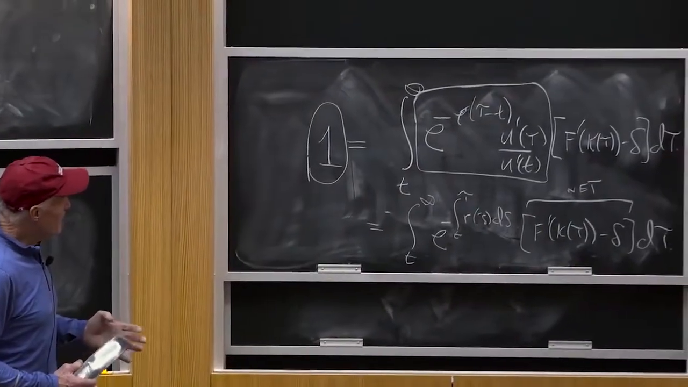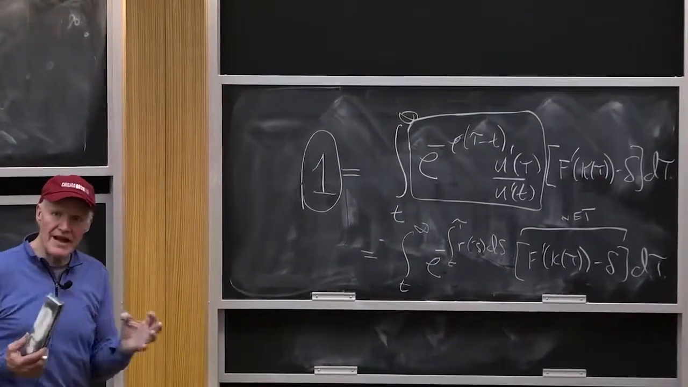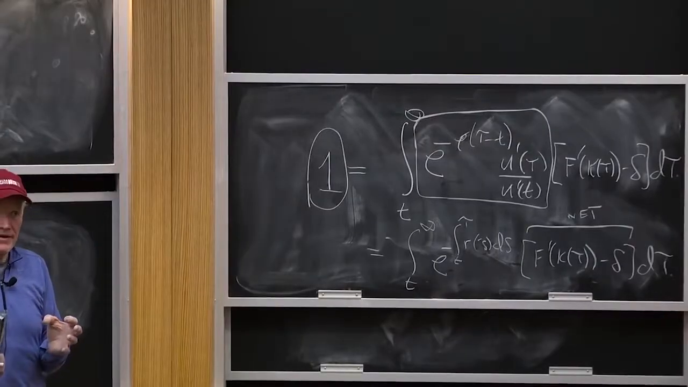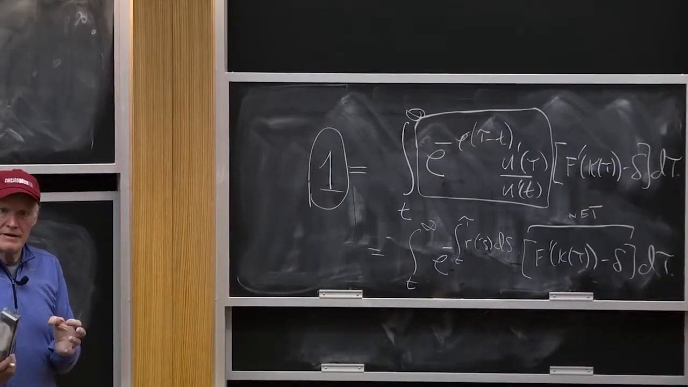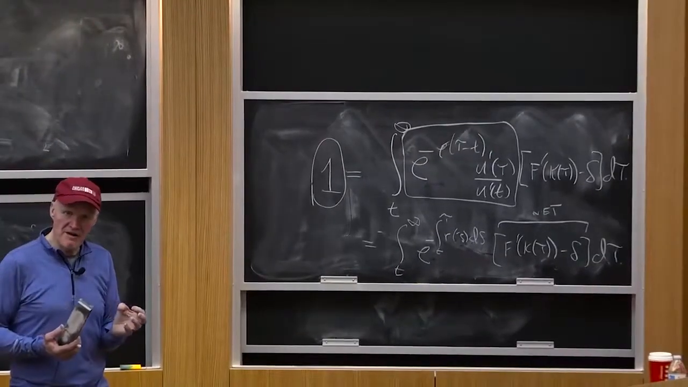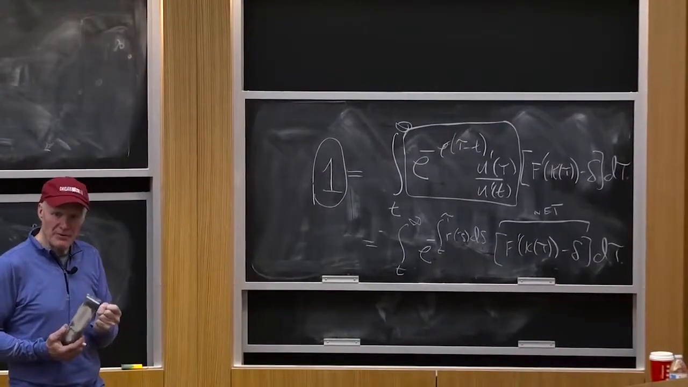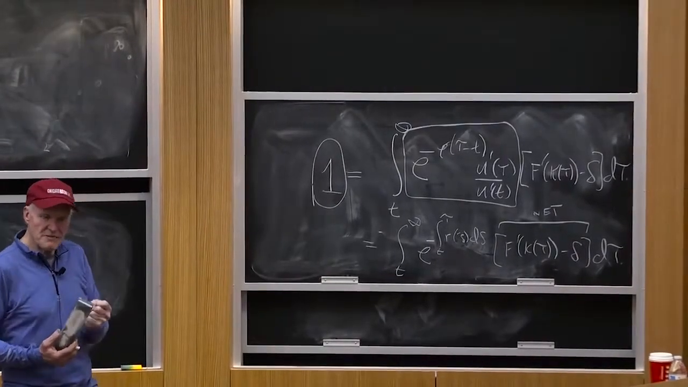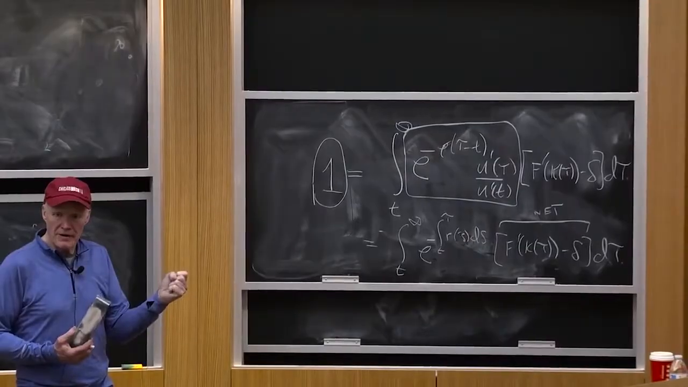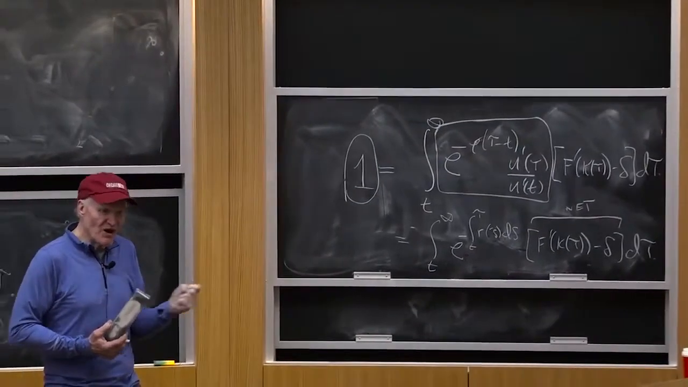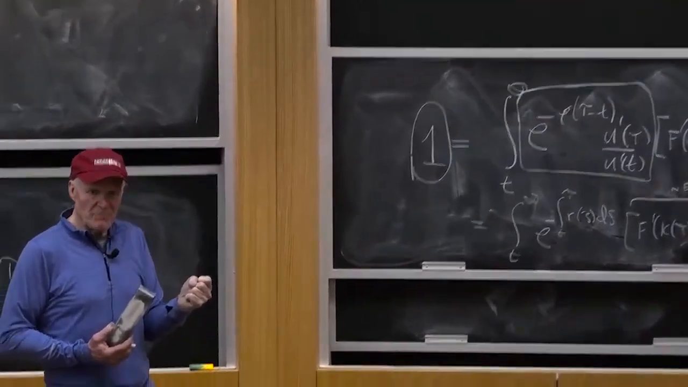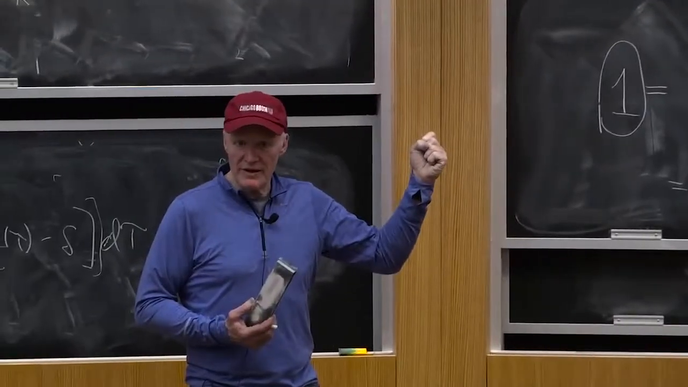Why does this model have dynamics? Where's the dynamics coming from here? Think about it. Well, it's coming from you have to sacrifice consumption to get capital. And you don't want to starve yourself to build up your capital stock too quickly.